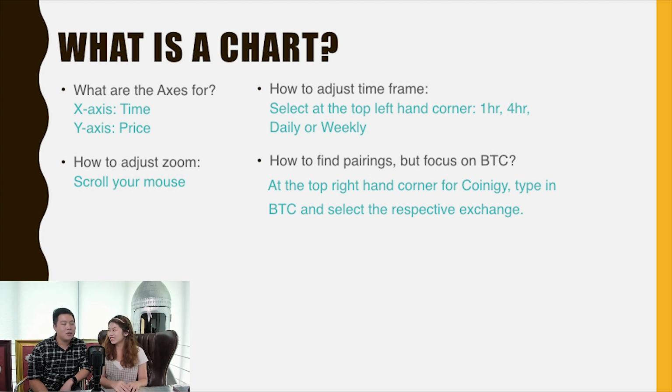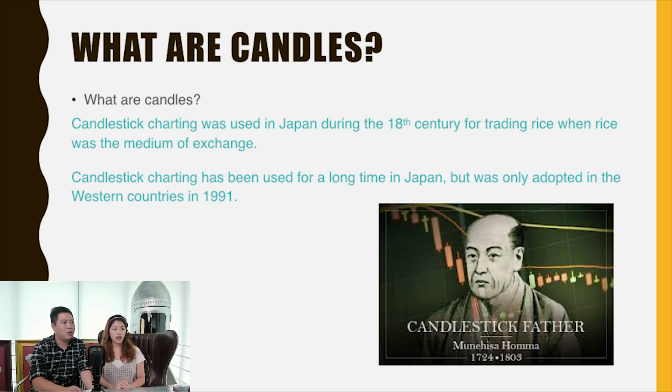How to adjust zoom? Scroll your mouse. That seems a bit common sense. Told you it was easy. How to find pairings? At the top right hand corner for Coinergy, type in BTC and select the respective exchange. I'm assuming that we'll find out what happens when we go to Coinbase. Yep. Next. What are candles?